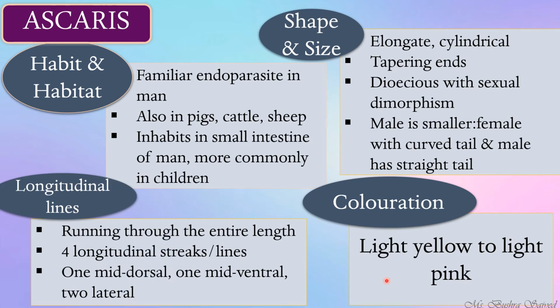Longitudinal lines are present over the entire body. There are total 4 longitudinal lines or streaks. One is mid-dorsal, that is, if you see dorsally, there will be one dorsal line running through the middle of the organism. If you turn the organism on the ventral side, there will be one mid-ventral longitudinal line, and there will be 2 on the lateral side. So there are total 4 longitudinal lines present in the Ascaris.